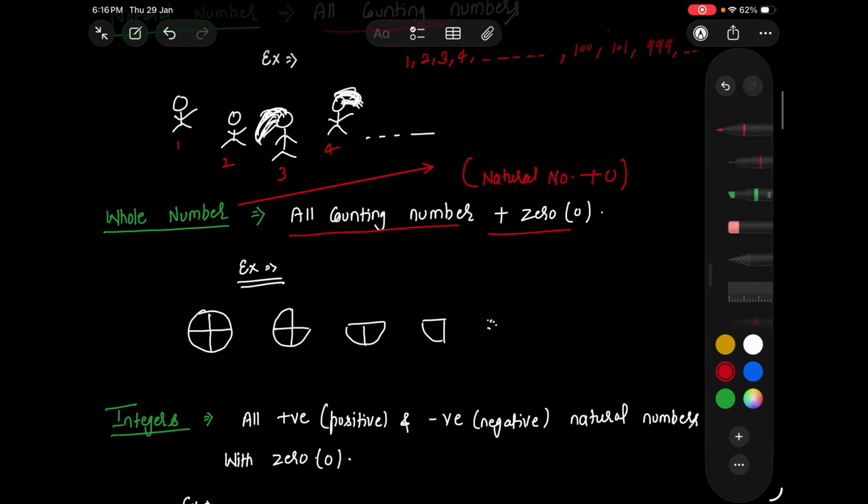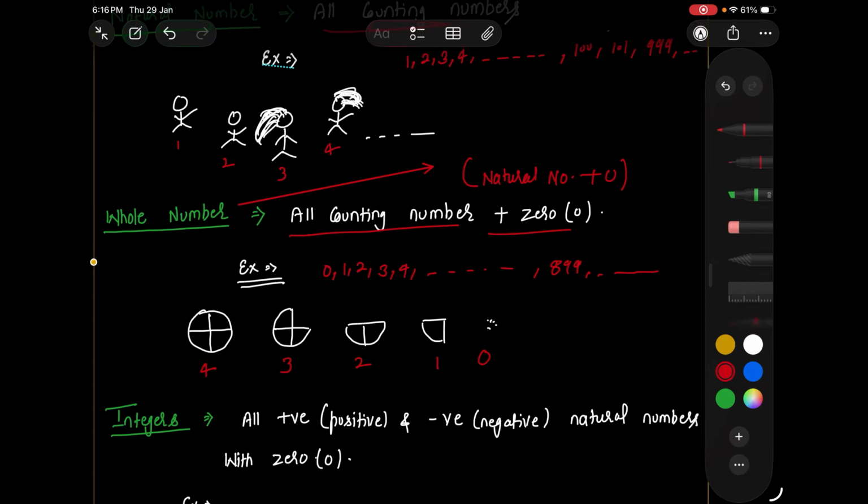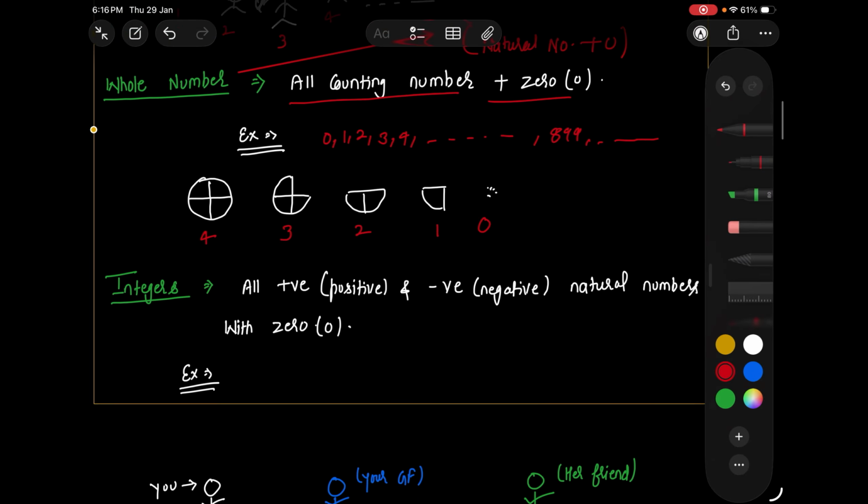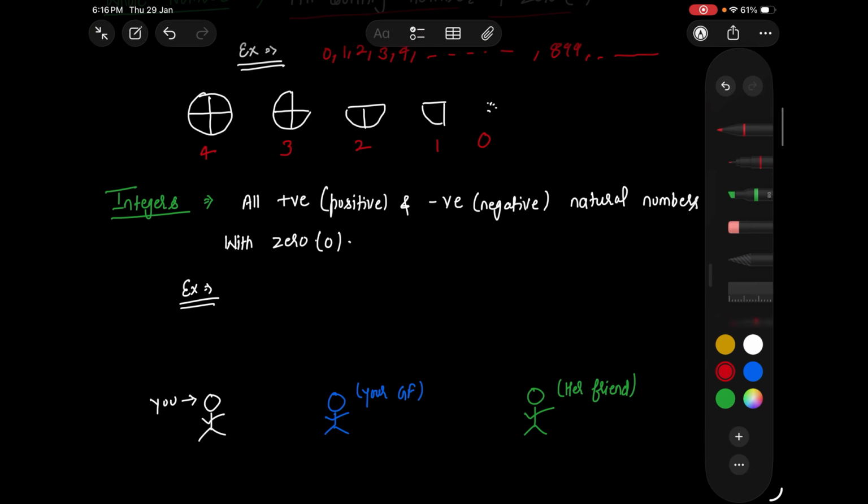For example, let's take a pizza slice. In the pizza there are 4 pieces. After we eat one piece, 3 pieces remain. When we take another bite, it remains 2 pieces. When we take another bite, 1 piece remains, and when we take another bite, there is nothing left, that is 0 pieces. So whole numbers are 0, 1, 2, 3, 4, and so on. Understand?